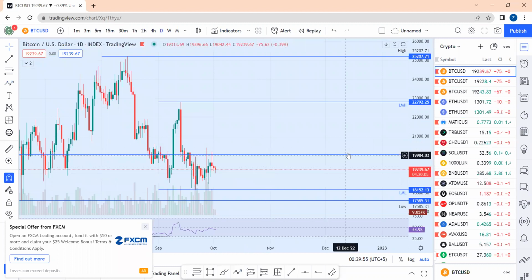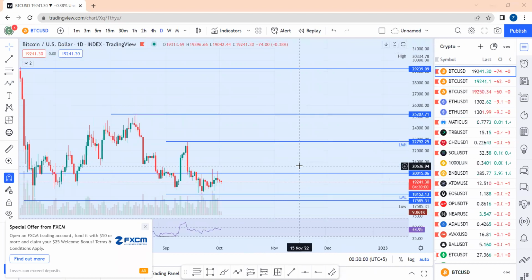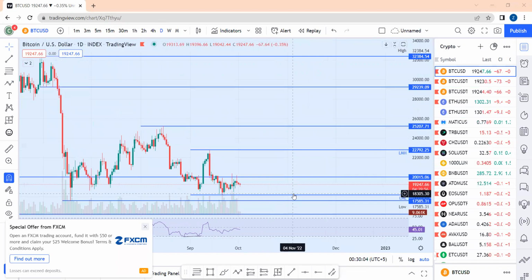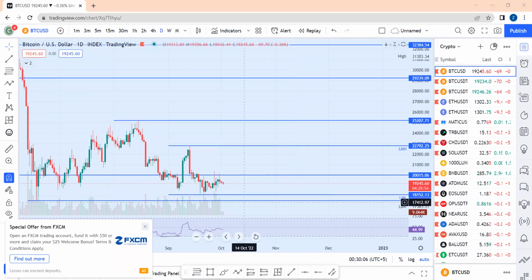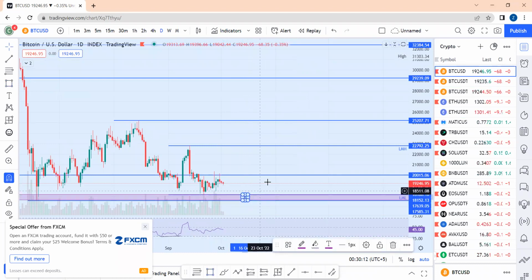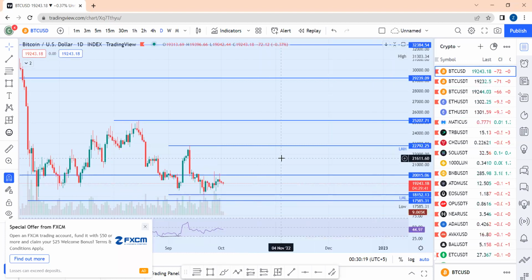My HTF target remains the same, like 26, 27,000. And let's see what happens. And you are targeting this liquidity region, I guess. Yes. And I think it will happen today or maybe tomorrow after the Fed meeting. There is a Fed meeting tomorrow, and anything can happen tomorrow. Maybe some bad news from the US Fed is coming.